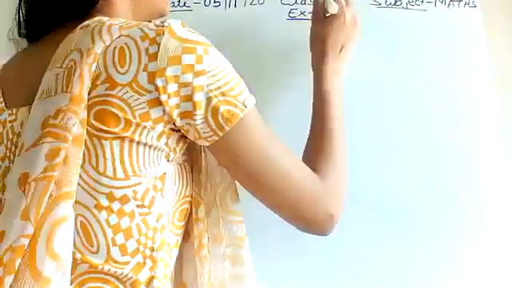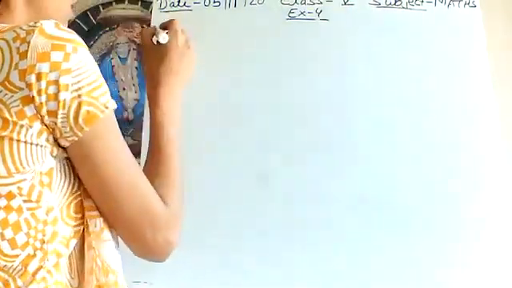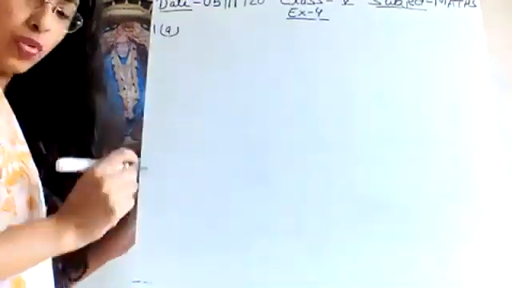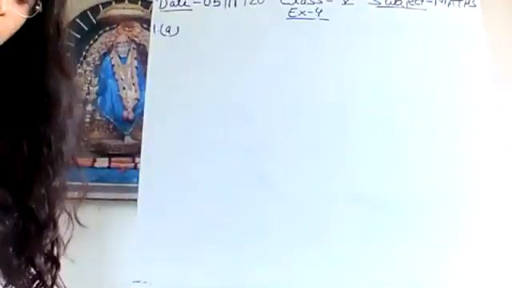Exercise 4, question number 1a. The question is you have to find the LCM by prime factorization method. Prime factorization method you know.